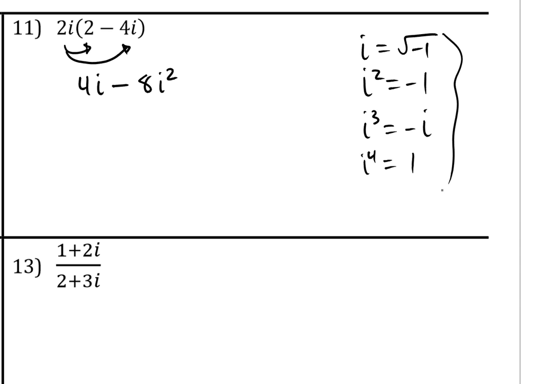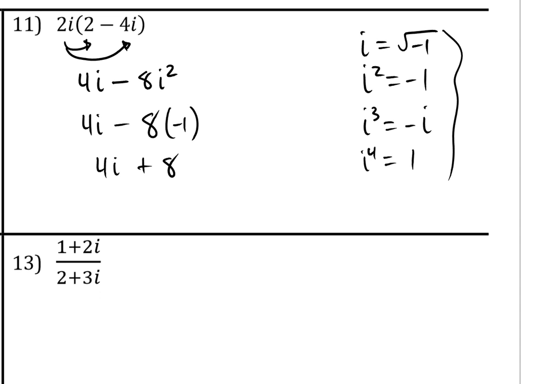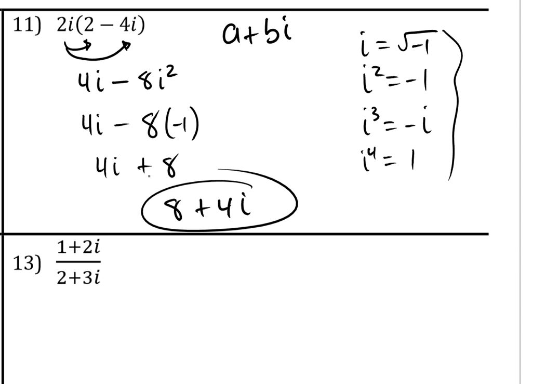Anyways, over here, I just need to realize that, so I'm going to write this as 4i minus 8 times negative 1, which totally transforms this. Now this is 4i plus the number 8. This question did ask you to write your answers in the form a plus bi, so I'm just going to translate this to 8 plus 4i. There we go. It's in that nice little complex number form, a plus bi.